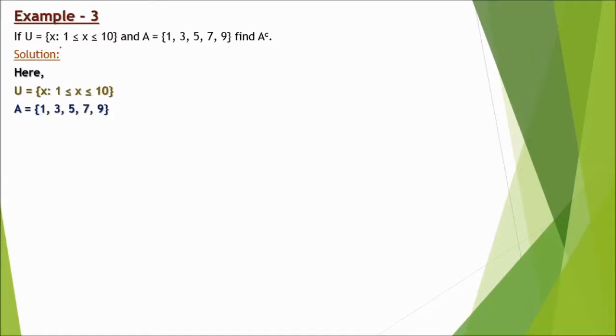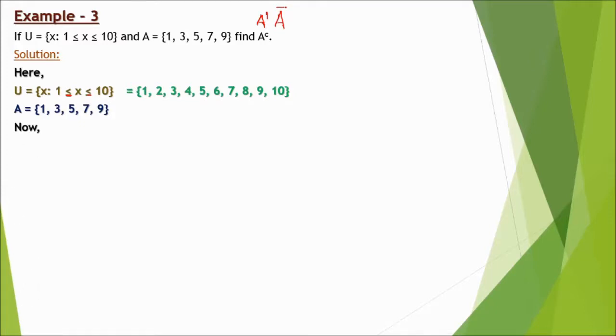Here 1 and 10 both are included. As you can see the equal to sign here, this represents that 1 is also included and 10 is also included. So let's list it: 1 to 10, each and every number from 1 to 10, and we have the set A in roster form. A complement can be written as A prime, or you can write A bar also, whichever you find easier.